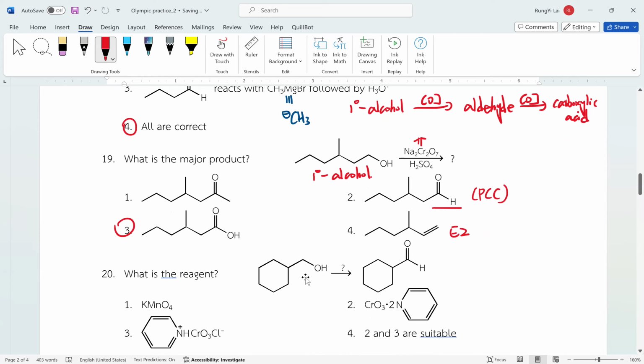So the next one is a similar question. Now you see this one is a primary alcohol, but you want to let it stay as an aldehyde. So that means you need a selective oxidant. Don't let it go all the way to the carboxylic acid. So the answer would be number 4, because this one is the special oxidant, PCC. If you use number 1, it will give you this product. If you use potassium permanganate, you are going to get carboxylic acid as the final product.